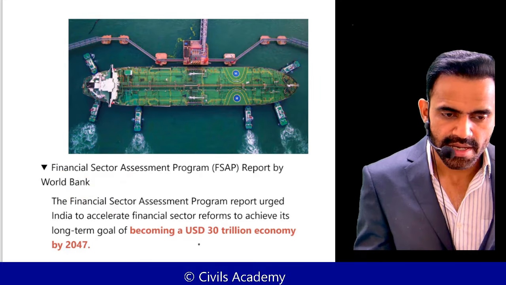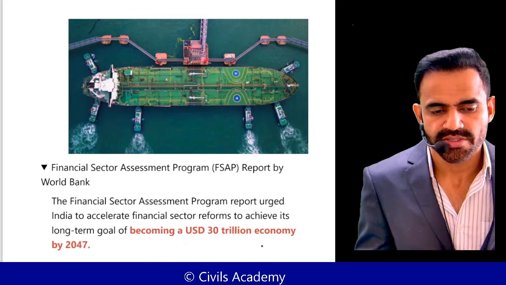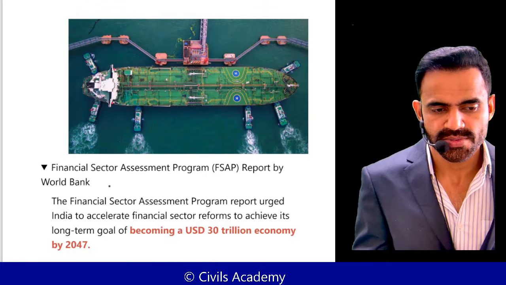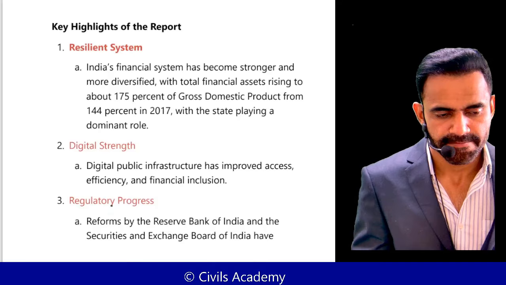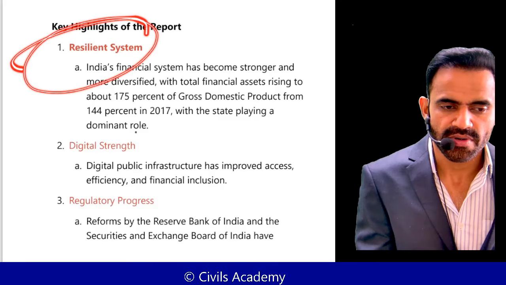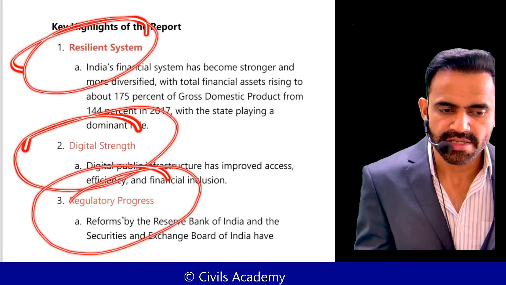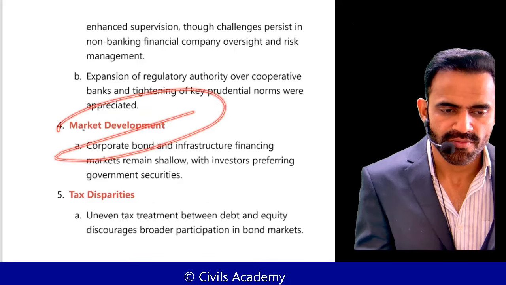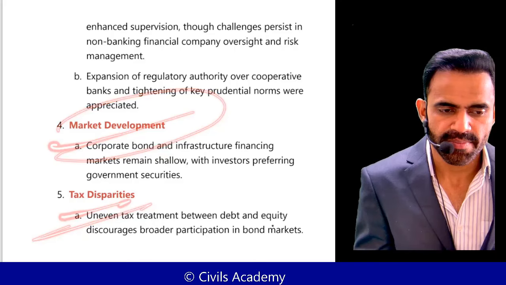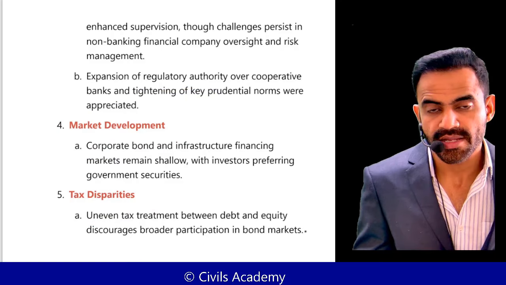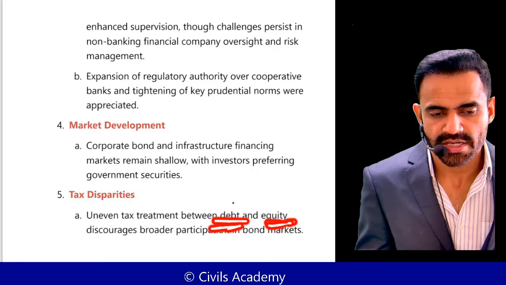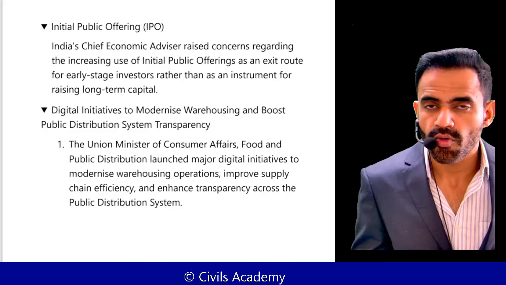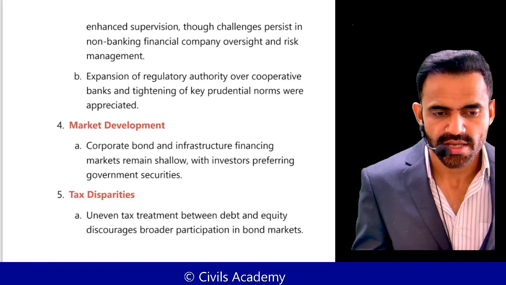Understand, as per that report, if India want to be $30 trillion economy by 2047, we have to take certain reforms. What are these reforms? We have to develop resilient system. We have to focus on our digital strength. We have to improve our regulation, and we have to focus on market development, and we have to address the taxation disparities. Taxation disparity between what? Between debt and equity. Debt basically means borrowing, equity basically means stock market. Okay. Our bond market is not well developed, so that's why we have to focus on that part.